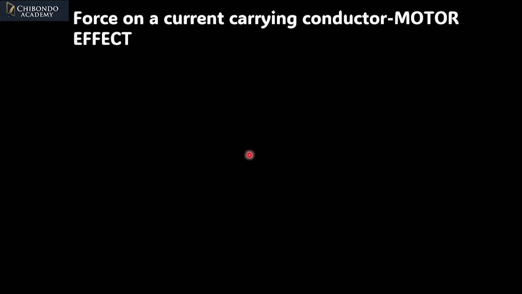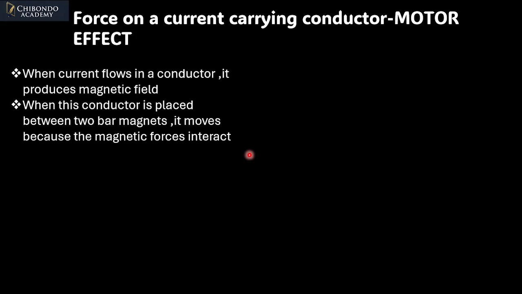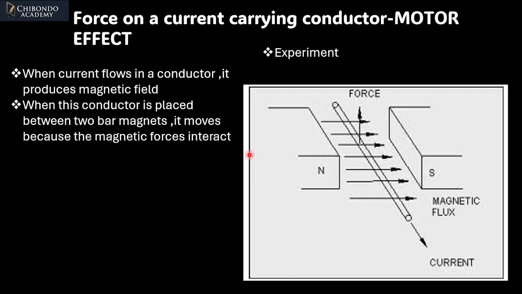From there, let's look at one of the most important things about this topic, which is the force on a current conductor, also known as the motor effect. This part states that when current flows in a conductor, it produces a magnetic field. When this conductor is placed between two bar magnets, it moves because the magnetic forces interact. Let's have a diagram. We can say it's an experiment. Imagine placing a conductor carrying current.